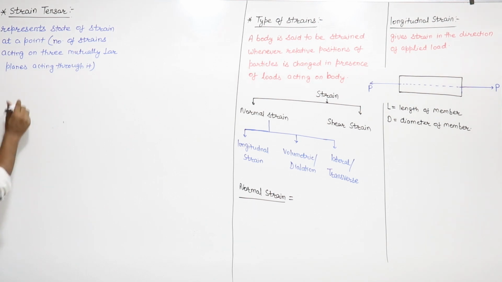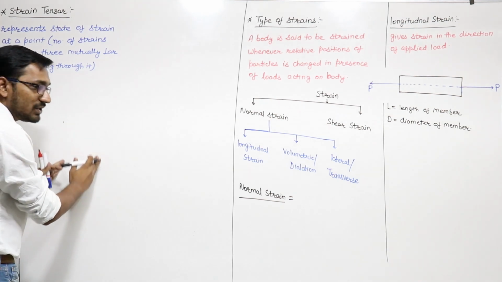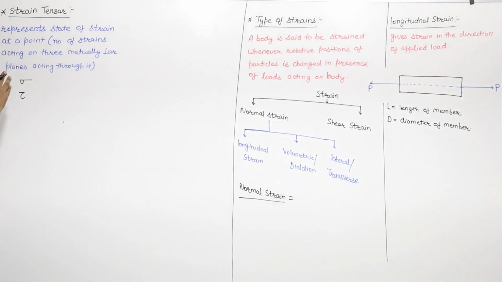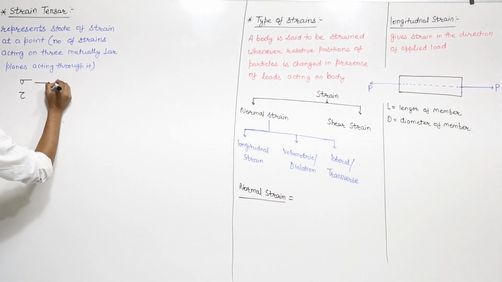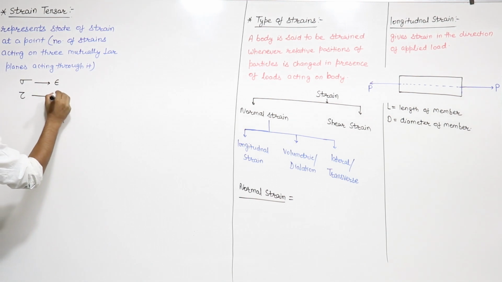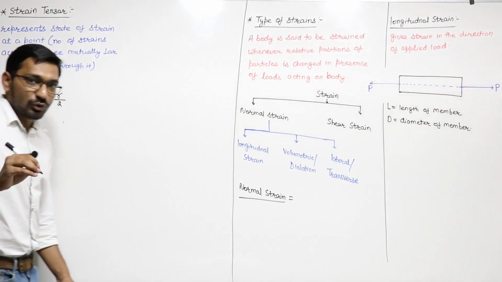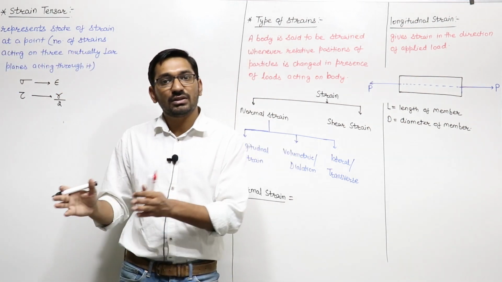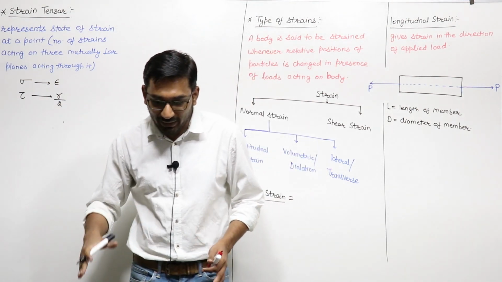In the stress tensor we have normal stress sigma and shear stress tau. So to show the normal strain and shear strain in the strain tensor, you just have to replace the sigma with the normal strain, that is epsilon, and shear stress with the shear strain gamma by 2, right? You just need to replace the normal stress with normal strain and shear stress with shear strain divided by 2.